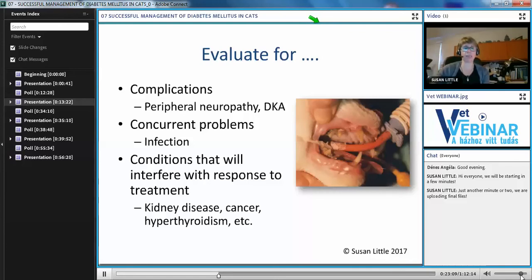And then, of course, there are some conditions that will just make it maybe more difficult, certainly more costly for the owner to manage along with diabetes. So we do want to make sure, do we know if our patient has any concurrent kidney disease? Is there hyperthyroidism? Is there gastrointestinal disease? These older patients are at risk of cancer. So we do want a good health assessment, so we're able to give the owner as much information as possible about what we think the prognosis will be for their cat, and also that will help them understand what the time commitment will be, how intensive the treatment will be, and what the cost will be for those patients as well.